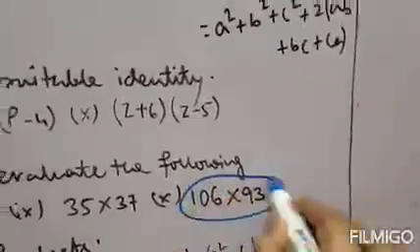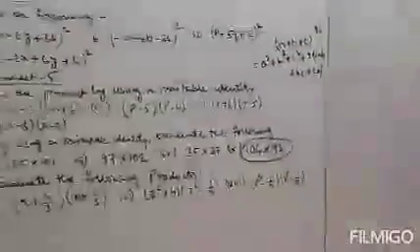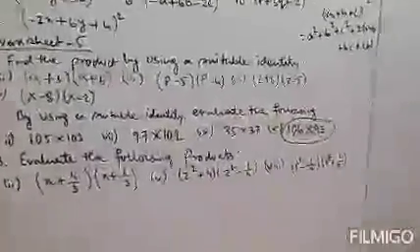Clear? Next, 1295 is your answer. So next, this is the remaining sum. This you will do in your homework, the same way I have solved these questions. Next, question 3.2.